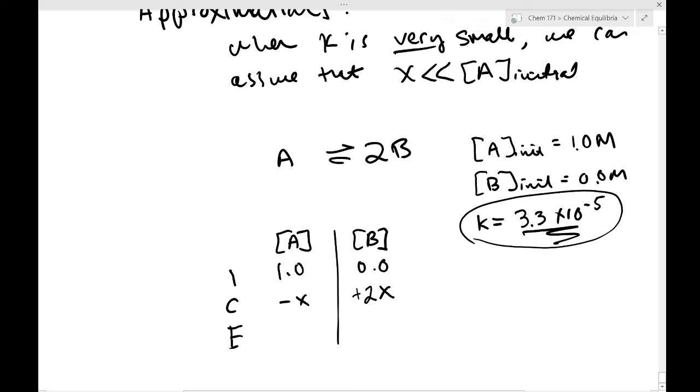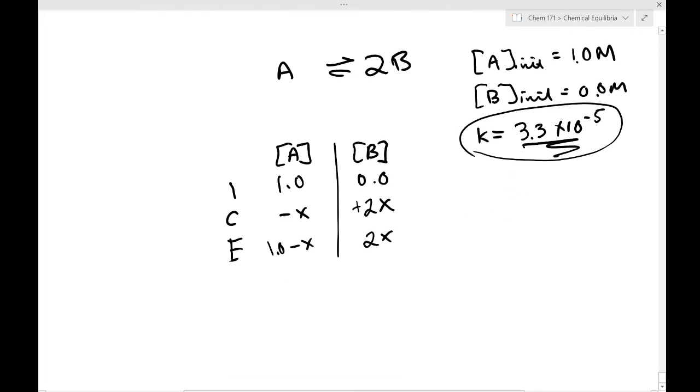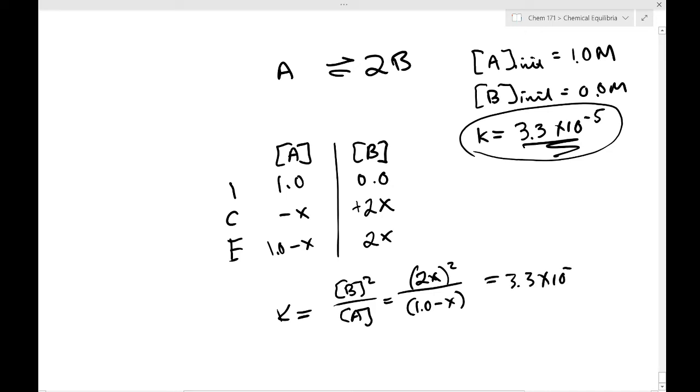Now I made a mistake here. I put in just plus x. It's plus 2x for B. At equilibrium, we have 1.0 minus x and 2x for B. We can solve for the equilibrium constant as B squared over A, which is equal to 2x squared over 1.0 minus x, equal to 3.3 times 10 to the minus 5.